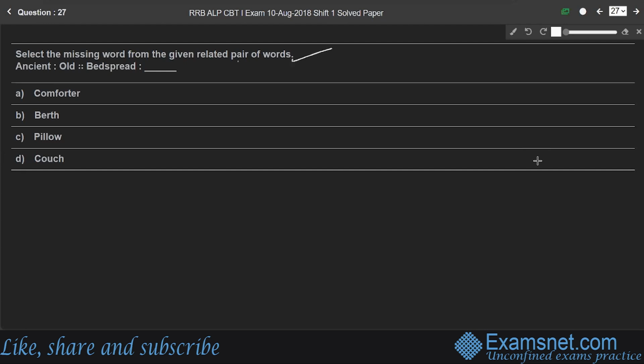Question 27. Select the missing word from the given related pair of words. Ancient is related to old, therefore bedspread is related to what? Here, old is the synonym of ancient. These are synonyms, which give a similar meaning. Therefore, the synonym of bedspread is comforter. Option A is the right answer, comforter.